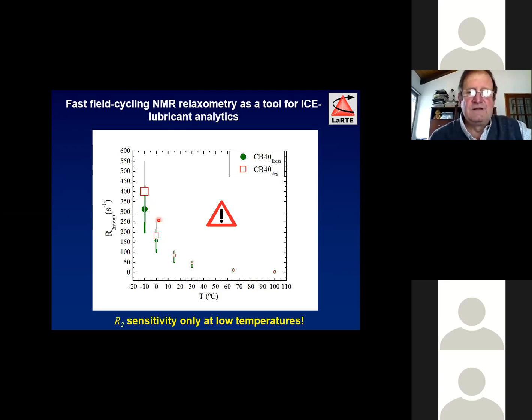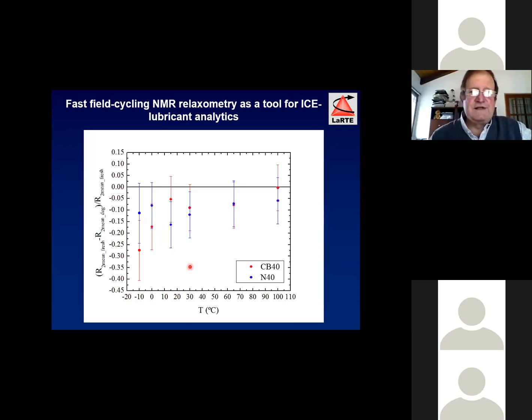Yeah, this is an important point. So T2 becomes sensitive at low temperature. Look, which temperature? Okay. This is the relative change between the fresh and the degraded oils for T2 or R2. Okay, but you see that even when the mean values present a change at lower temperature, the error of this mean value is so high, you have an overlapping of errors here. So in metrological terms, this is a weak evidence.